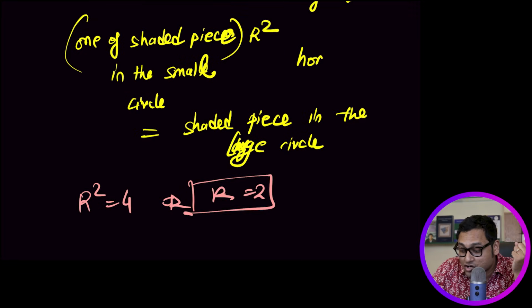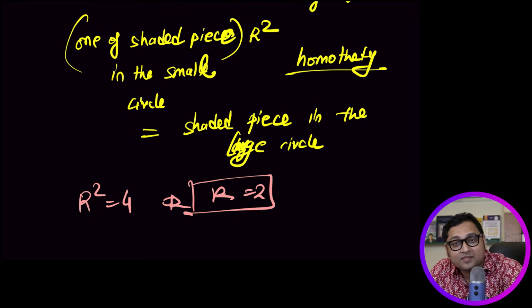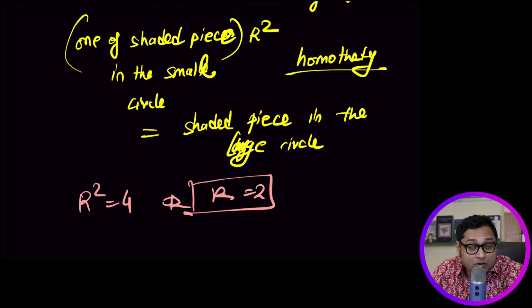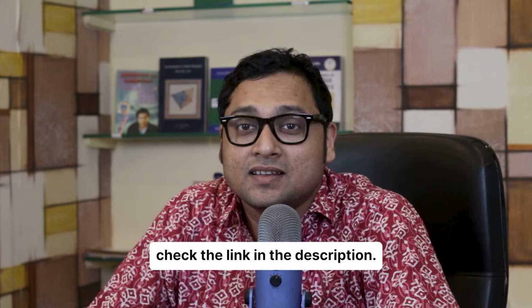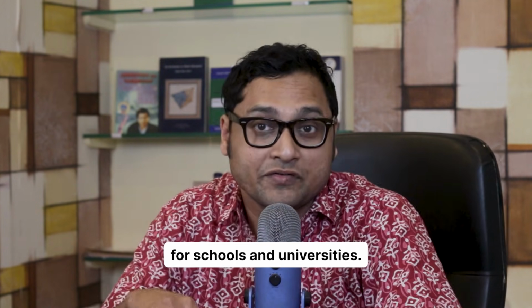It's beautiful. So this technique is called homothety. We learn it in geometry, transformation geometry. It's a part of the Math Olympiad program at Cheenta. If you're interested in Math Olympiad programs, check the link in the description. We have wonderful Olympiad programs for AMCs, IOQM, and research programs for schools and universities.